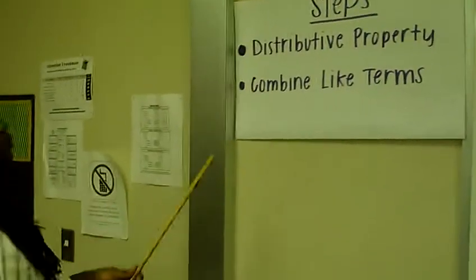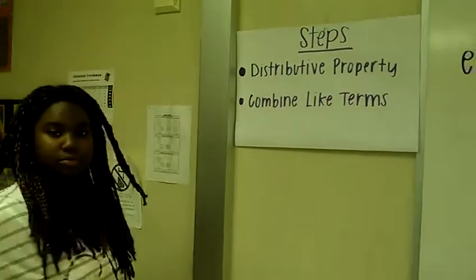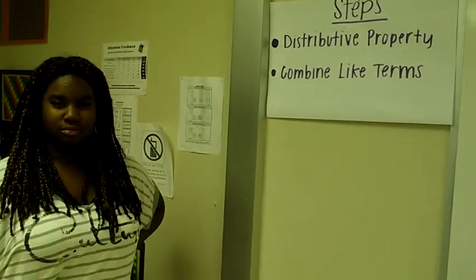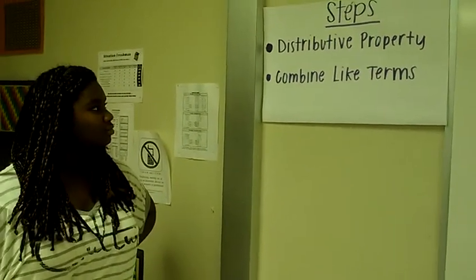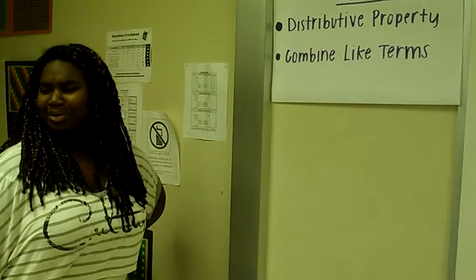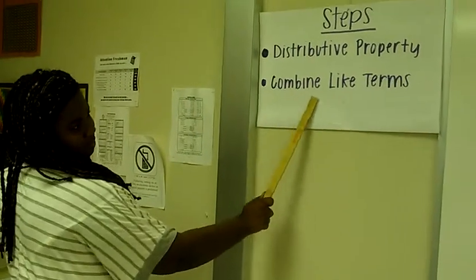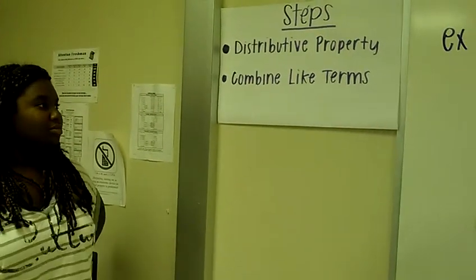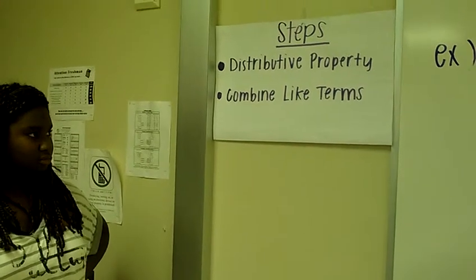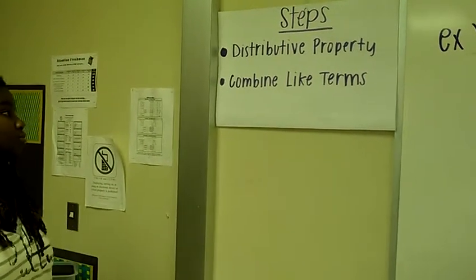Anytime you see a set of parentheses in an expression and a number outside, we use the distributive property. Step 2, combine like terms. We use our stacking process to combine like terms.